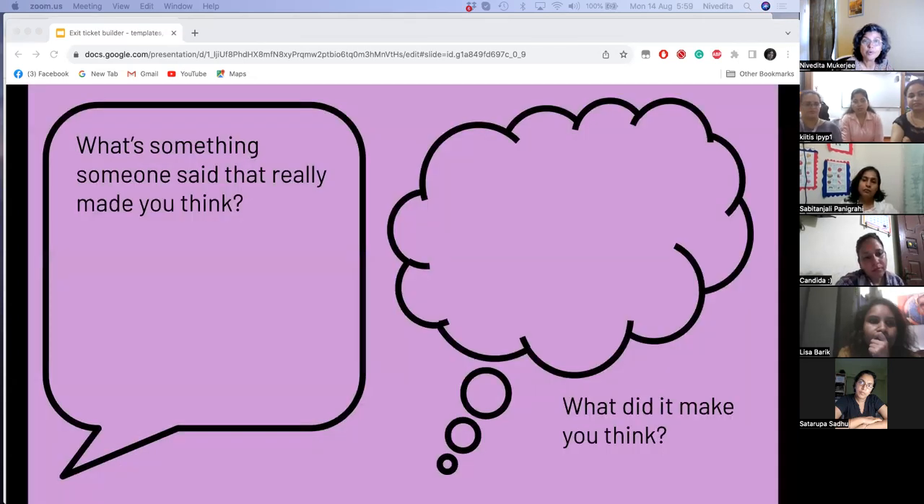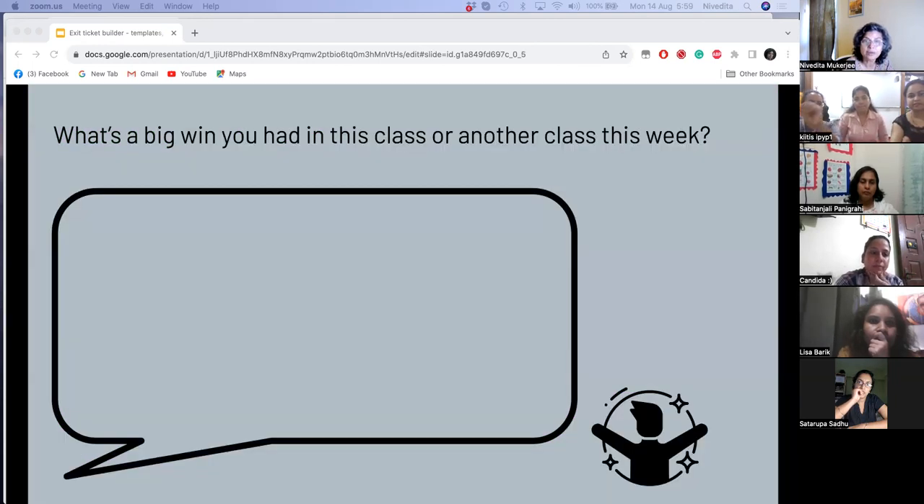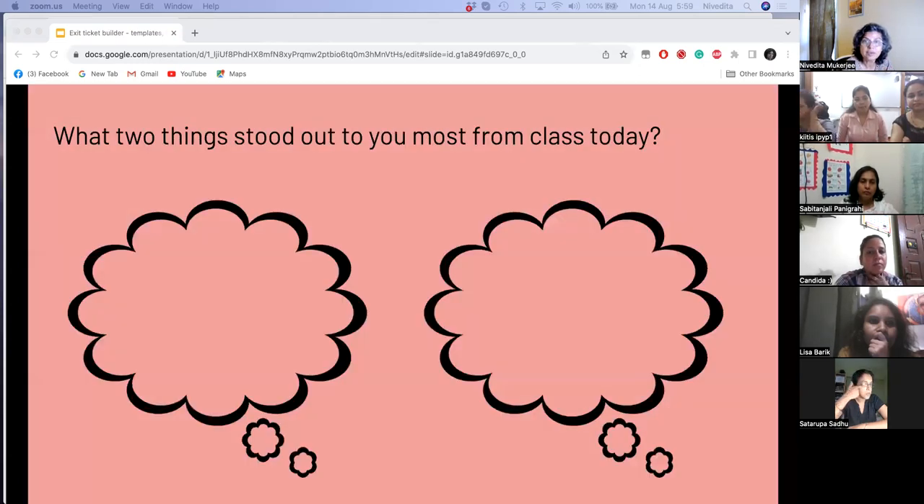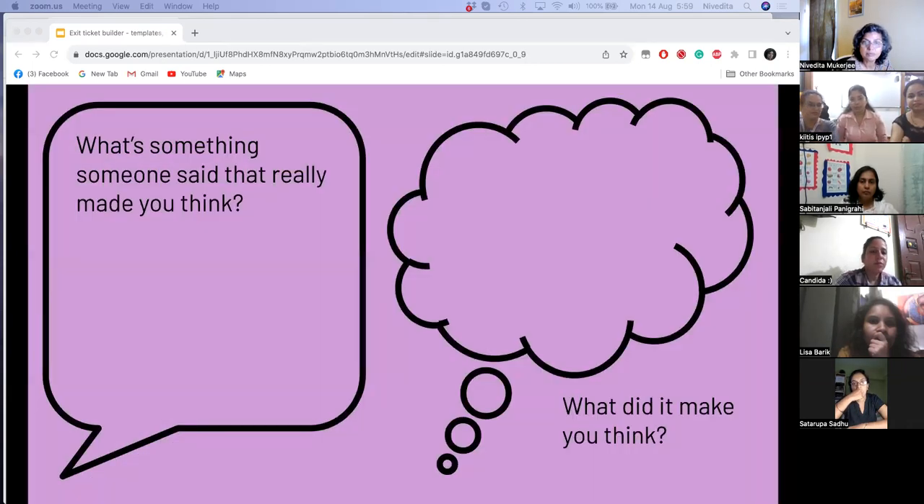If any of you have used any of these slips, I'd love to hear. Ma'am, a question: can we illustrate also? They don't have to only write. Yes, of course. The big win can be illustrated. That's what I'm saying. Absolutely. You can illustrate it. You can add a color, and then they can say why they put that color. I felt yellow.